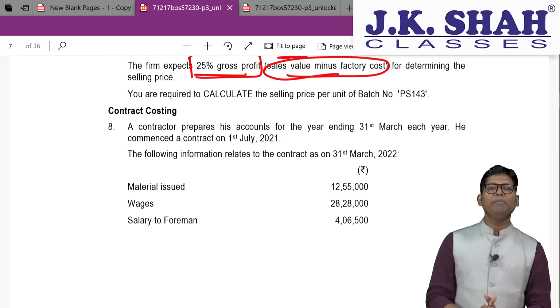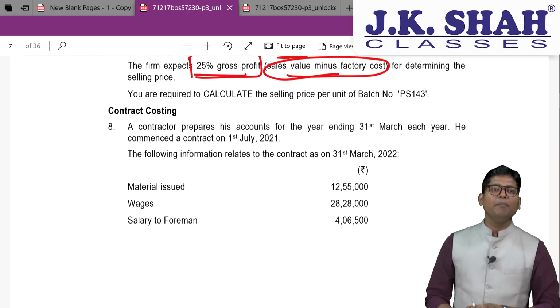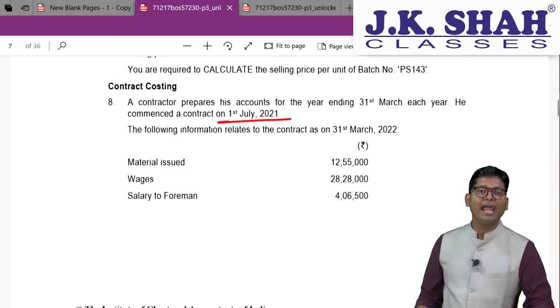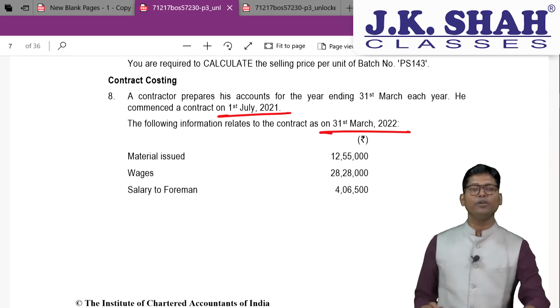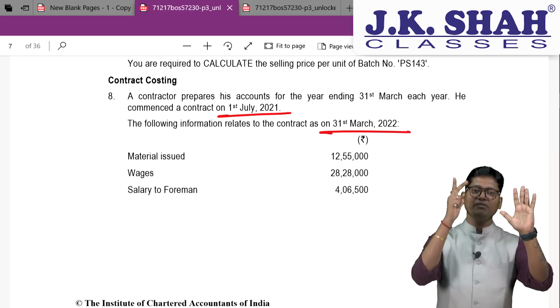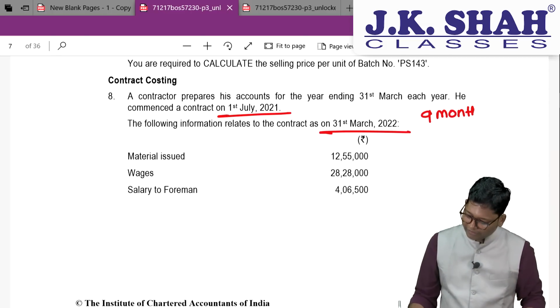A contractor prepares his account for year ending 31st March each year. His commencement date is given. He commences his contract on 1st July 2021, but he closes his account on 31st March 2022. So July, August, September, October, November, December, January, February and March. The given information covers the period of 9 months.